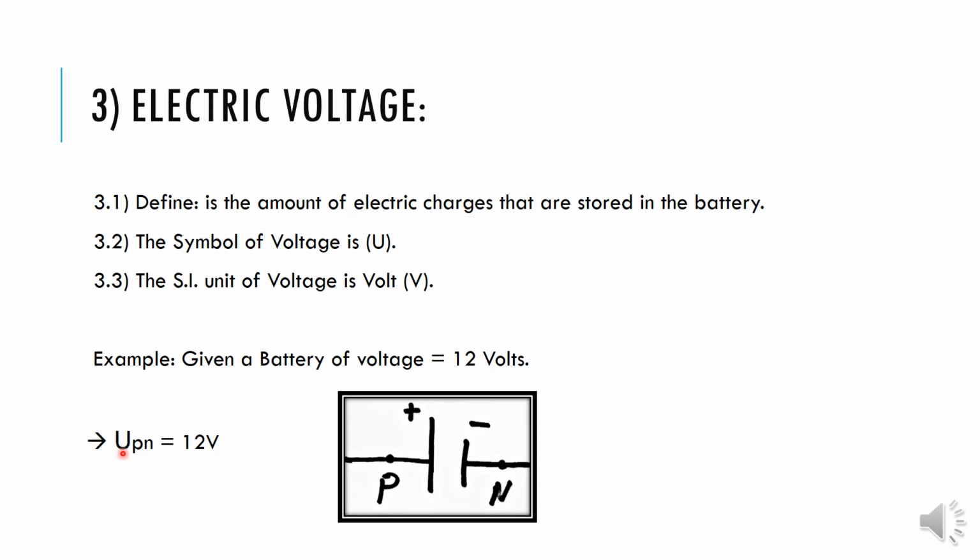U represents the voltage. It is the symbol of voltage. UPN, voltage across the 2 points PN, equals to 12 volts. Again, how do we read the voltage across the battery? We read it from the positive terminal to the negative terminal. Here, the point on the positive terminal is P. The point on the negative terminal is N. So, UPN equals to 12 volts.